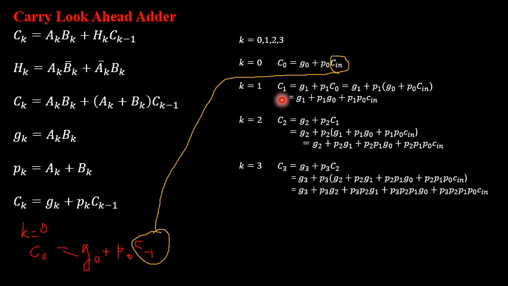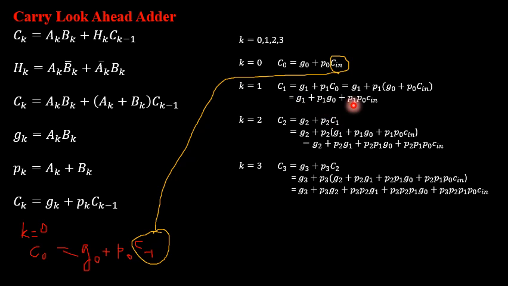Next, I have to consider the value of the K input as equal to 2. So if I substitute 2 in this particular expression, I will be obtaining the value as C2. C2 is equal to G2 plus P2 into C2 minus 1, 2 minus 1 is 1, which is nothing but C1. So G2 plus P2 into C1.